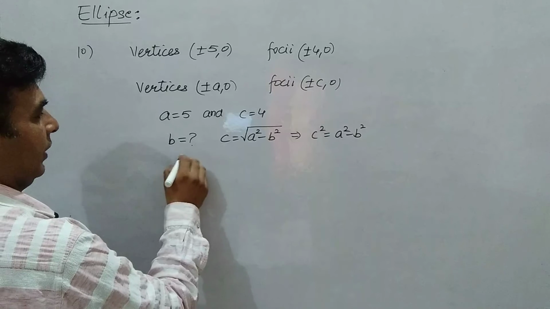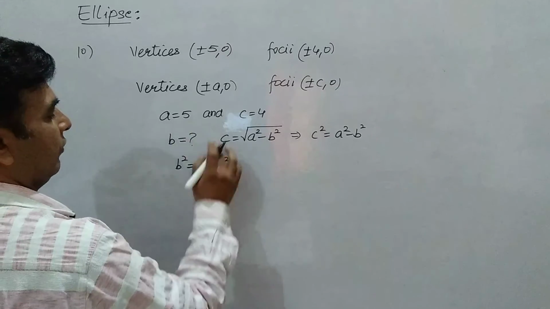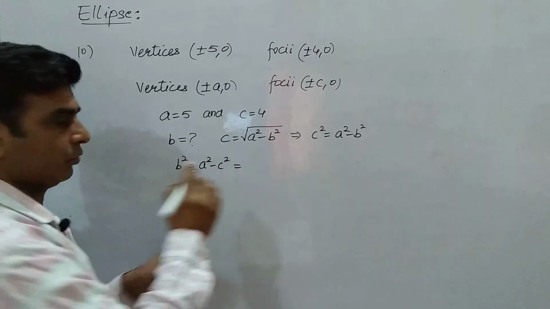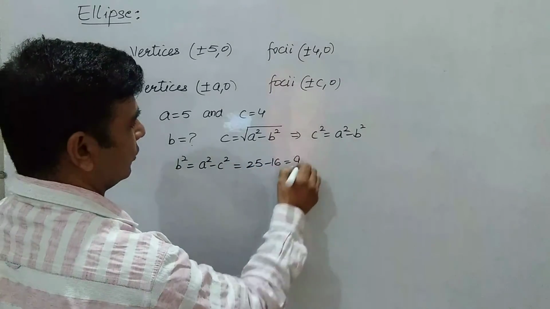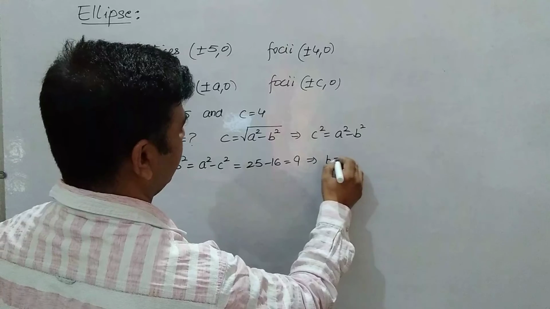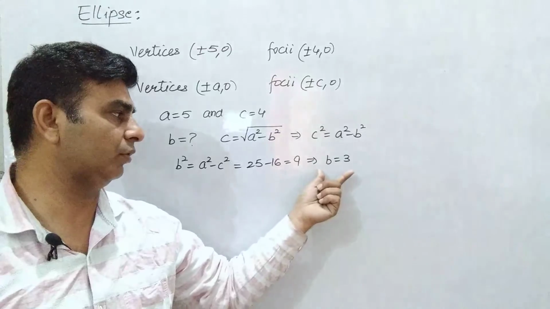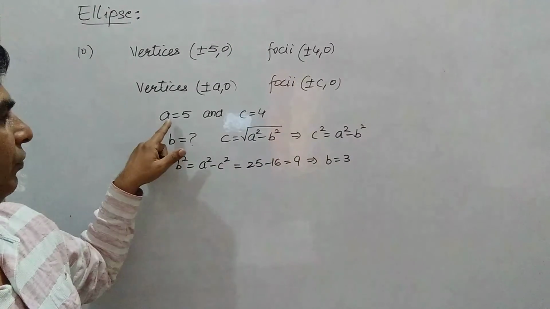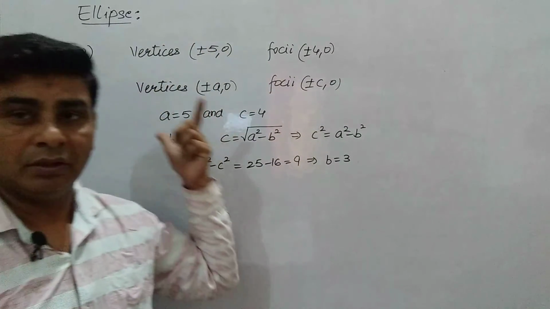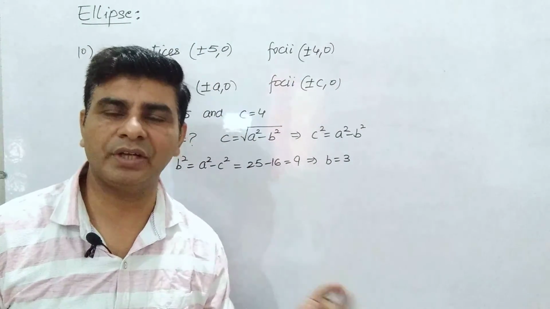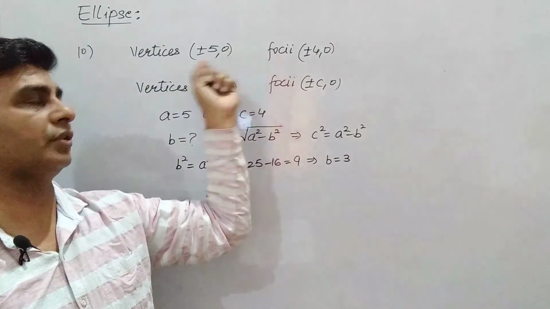And the b square will be given by a square minus c square. The value of a is 5, so a square will be 25, minus c square means 4 square which is 16, and this is 9, so the value of b is given by 3 here, because b square की value 9 है तो b की value 3 हो जाएगी. So we have the value of a, b, c, all three values are there, and this is the ellipse which is along x-axis. From these vertices and foci we are very much confirmed that this is a horizontal ellipse.